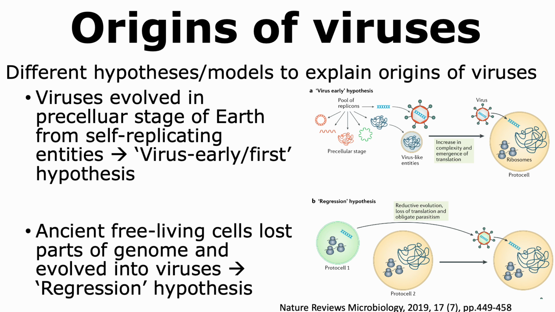Another explanation is the regression hypothesis. In this hypothesis, it is considered that there were ancient free-living cells and they lost parts of their genome. And when that happened, their genome became so small that it could no longer be a free-living organism and evolved to become a virus. The only way this entity was able to replicate its genome is when it was able to infect another cell.